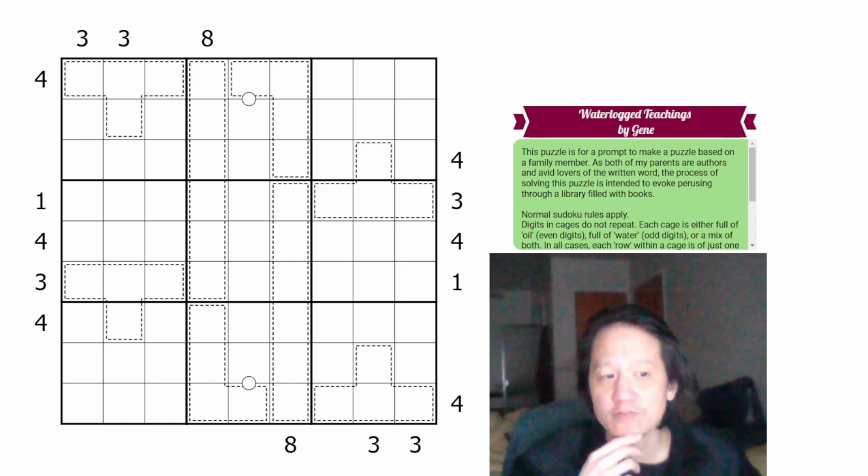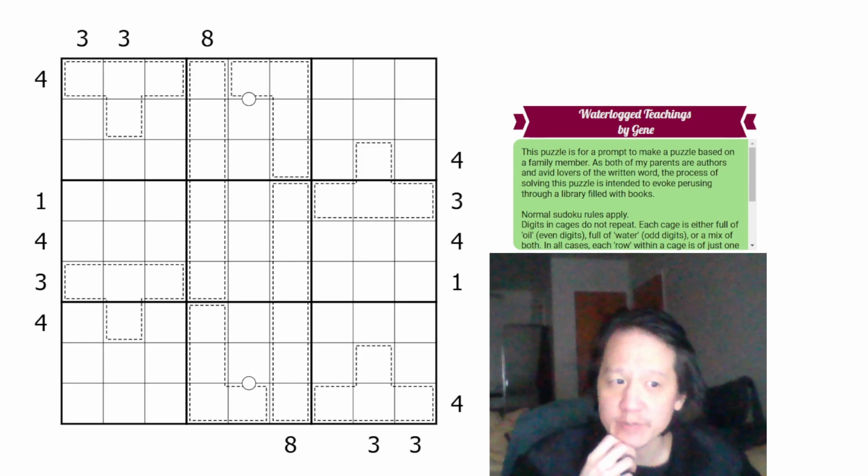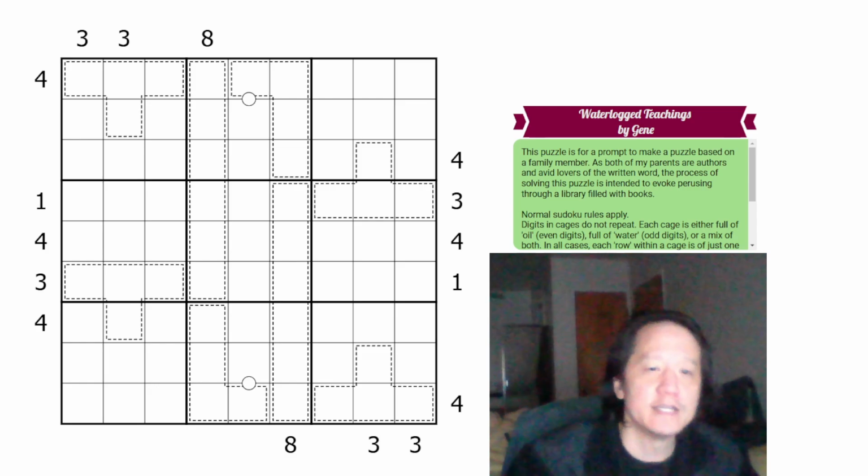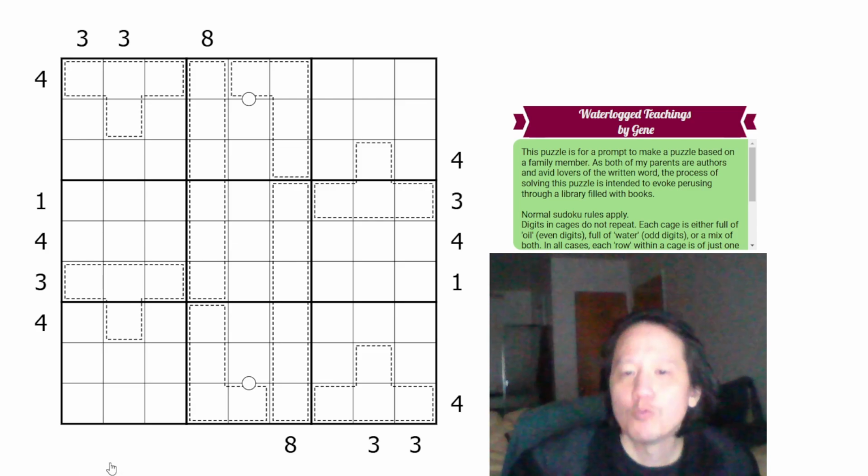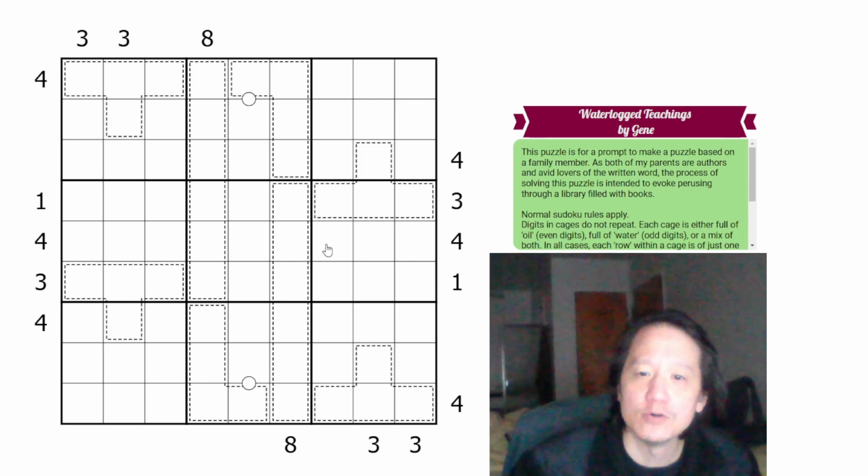This is today's challenging level puzzle. We've changed it from average to challenging because that seems to be more appropriate. And today's challenging level puzzle is called Waterlogged Techniques by Gene. And here are the rules.